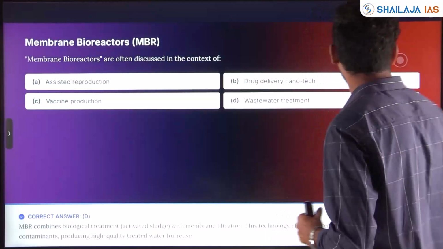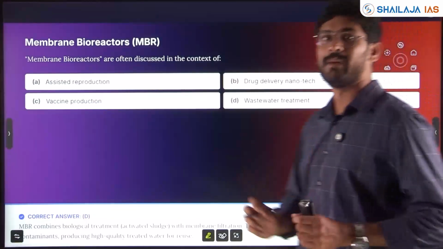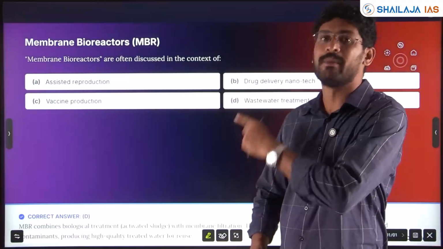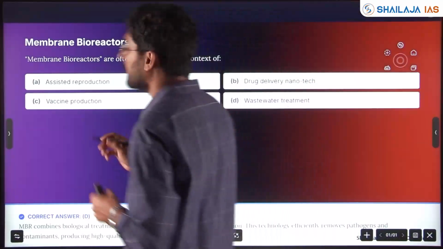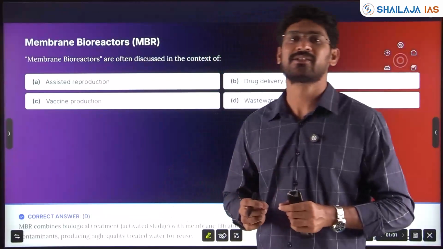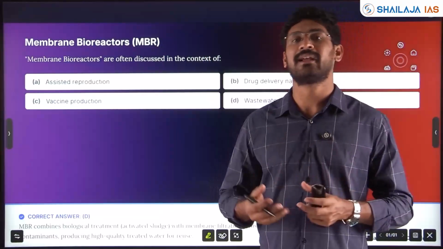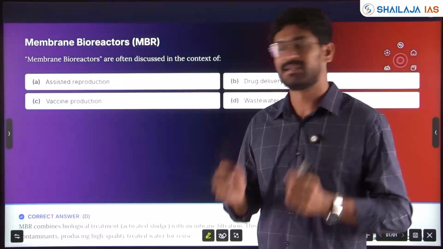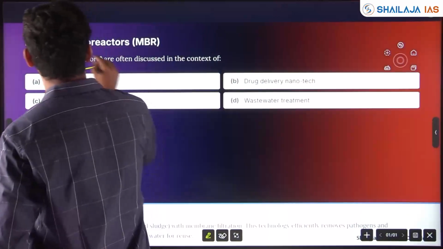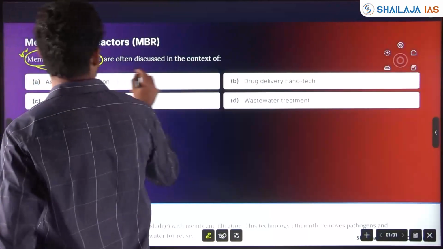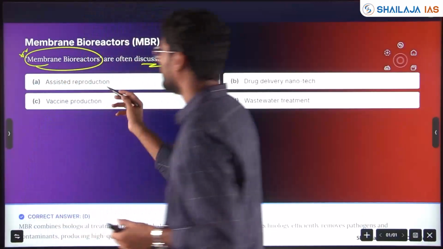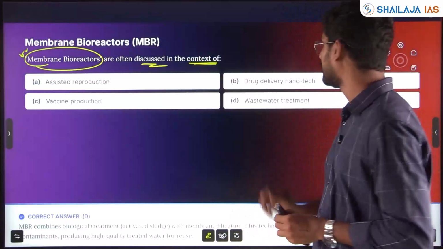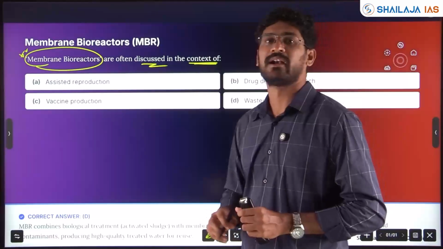Next, we'll see with respect to bioremediation again. We saw carbon sequestration in 2025. Here, with respect to bioremediation, a question had come on environmental pollution, degradation, how to mitigate that, and which are the new technologies. Questions are coming revolving around this theme time and again. Membrane bioreactors are often discussed in the context of assisted reproduction, vaccine production, drug delivery with nanotechnology, wastewater treatment.